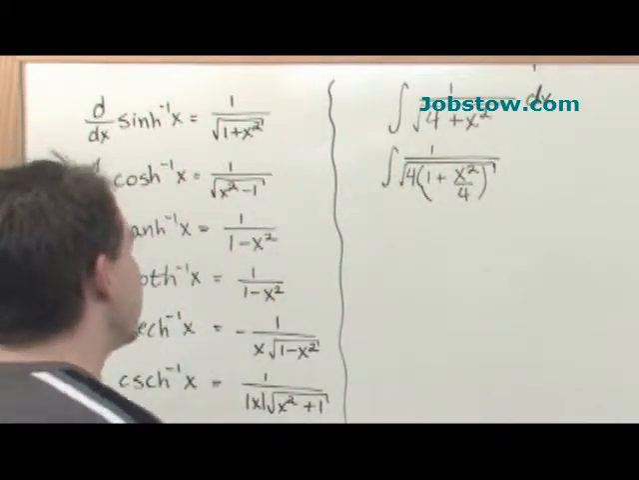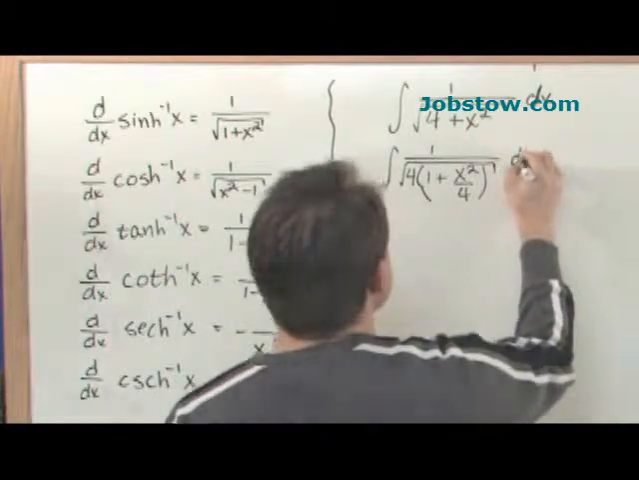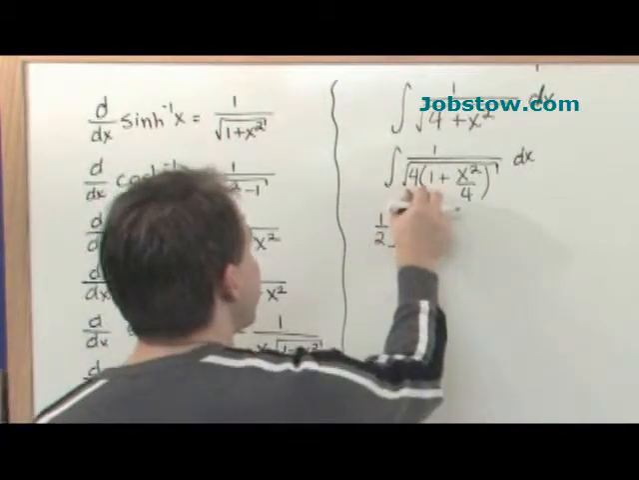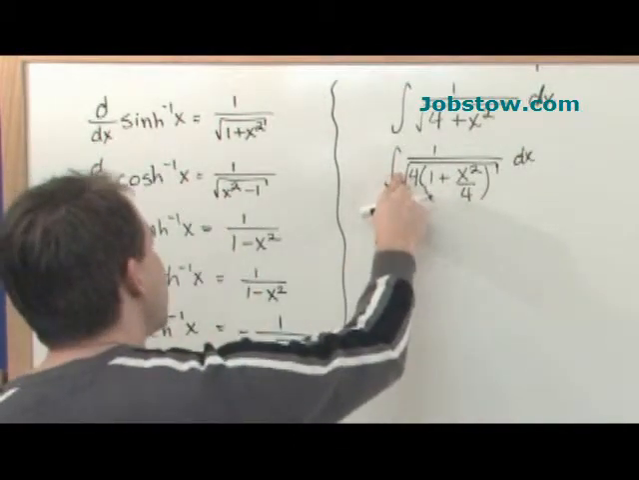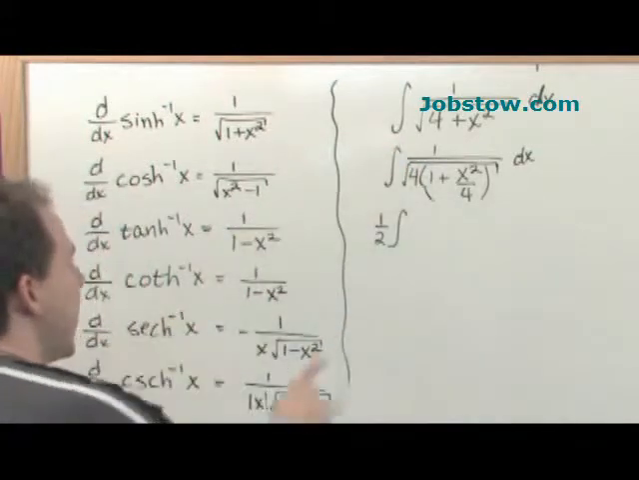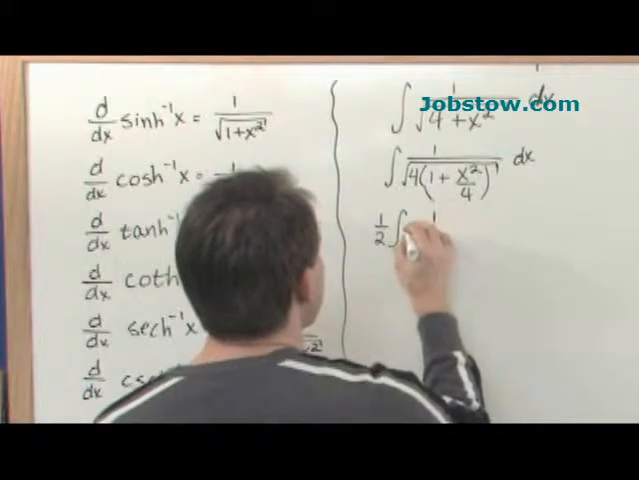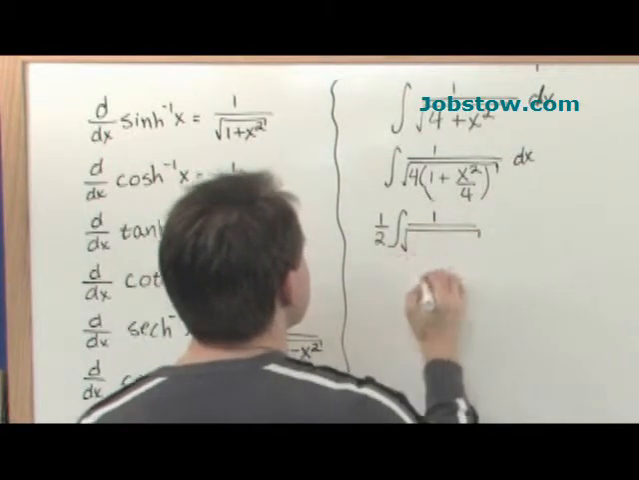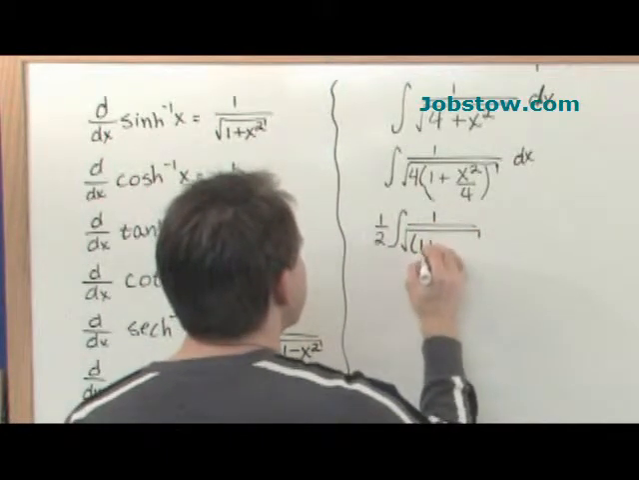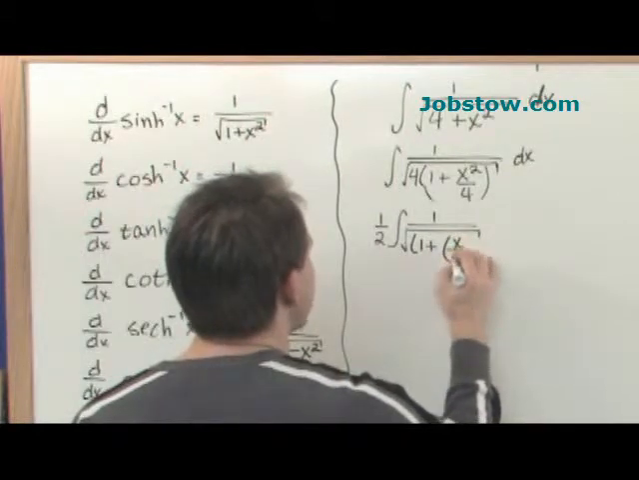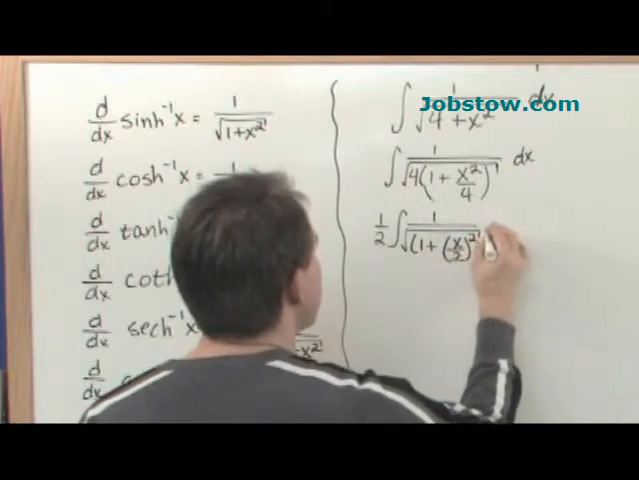So that's step number 1, dx. Because the square root of 4 is 2, that comes out as a 2 on the bottom, and I can pull that out as a 1/2 outside of the integral, times 1 over the square root of 1 plus, and I'm going to write this as x over 2 squared, dx.